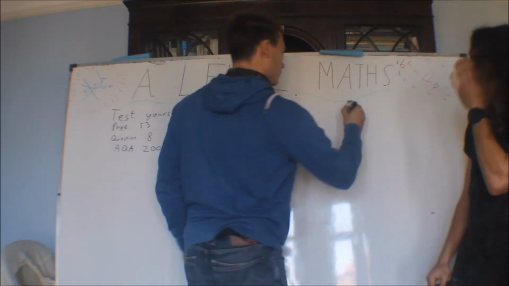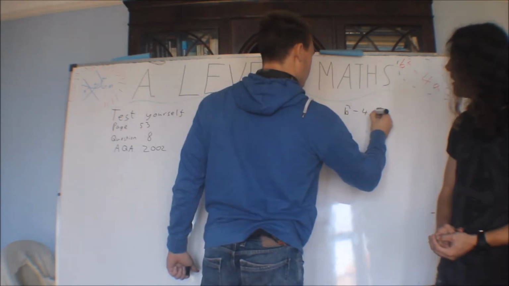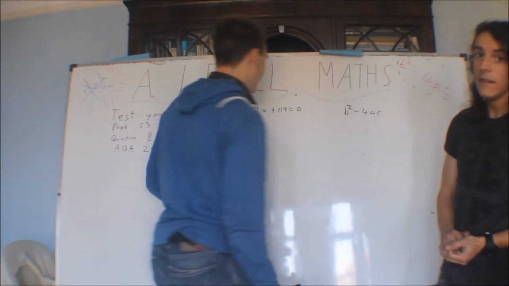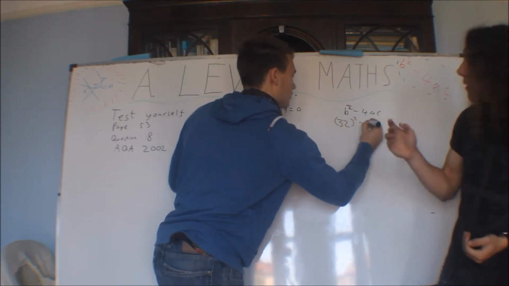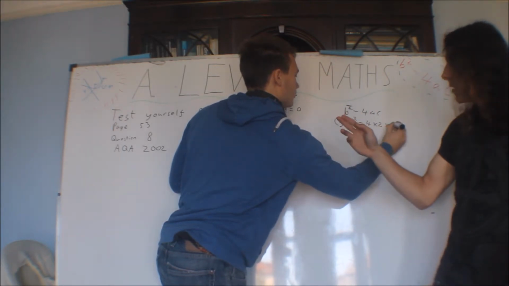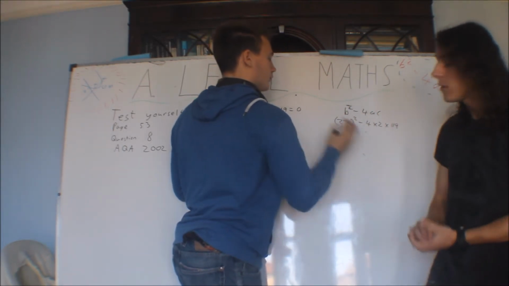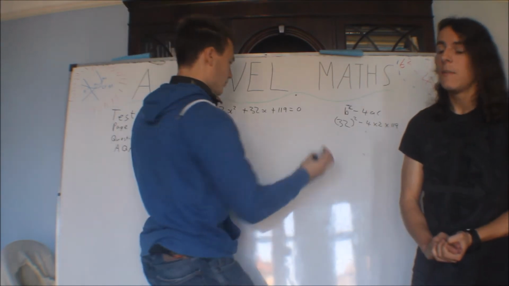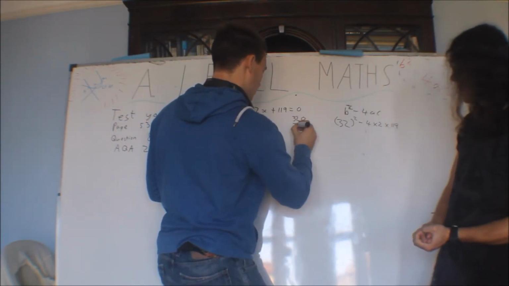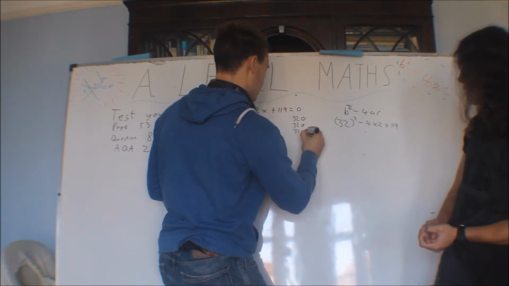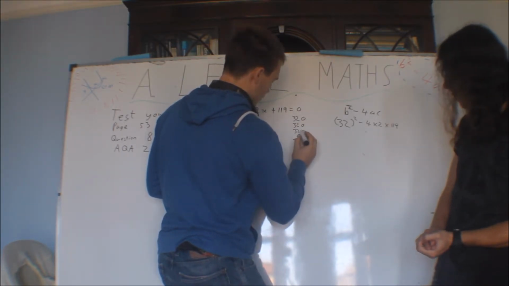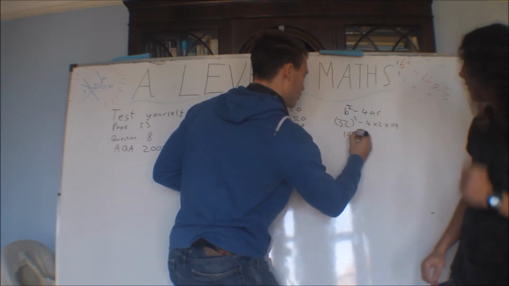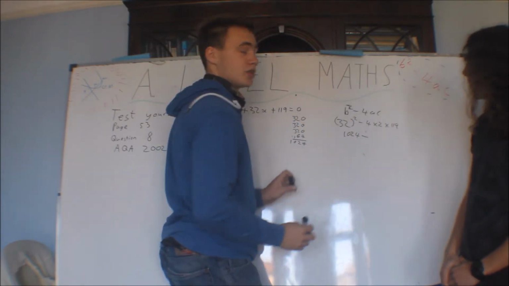As we said before, b squared minus 4ac is the discriminant. That's a 2. So we have 32 squared, remembering that the a is the number in front of the x squared, the b is in front of the x, and the c is the constant. This is a bit harder to do. So 32 squared is 320 plus 320 plus 320 plus 2 lots of 32, which is 64, which is 1024. Then 1024 minus 8 times 119.